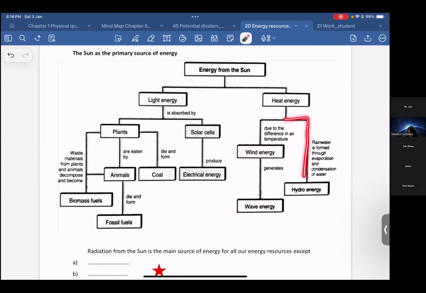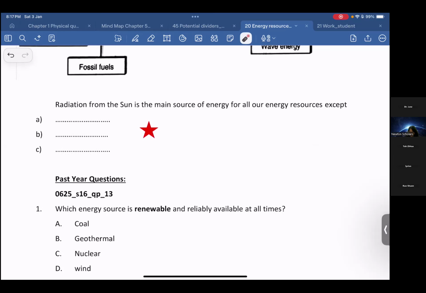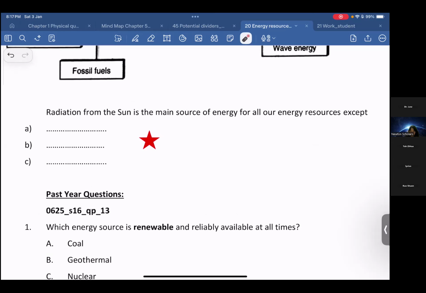Here, rainwater is formed through evaporation and condensation of water. So here they have the water. After that, we store the water. Water flows down, turns the turbine, turns the generator. So you will find out that actually they all start from the sun, because of the sun, they have all of this. Then here they have three. Radiation from the sun is the main source of energy for all our energy resources except three. Do you know which three do not depend on the sun? Without the sun, they can still continue running. Any of you know?